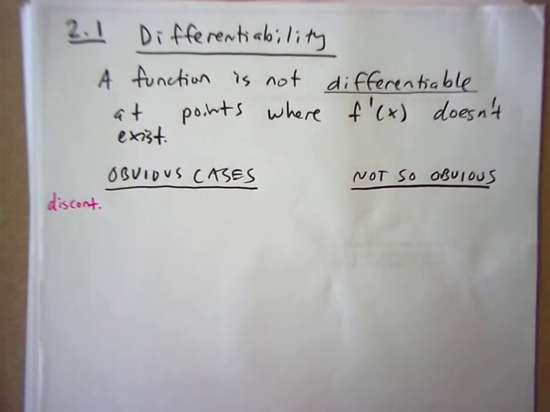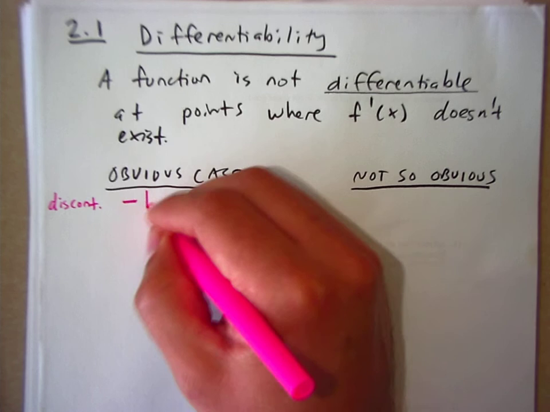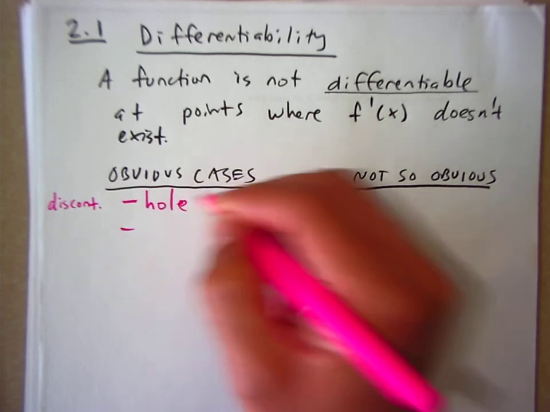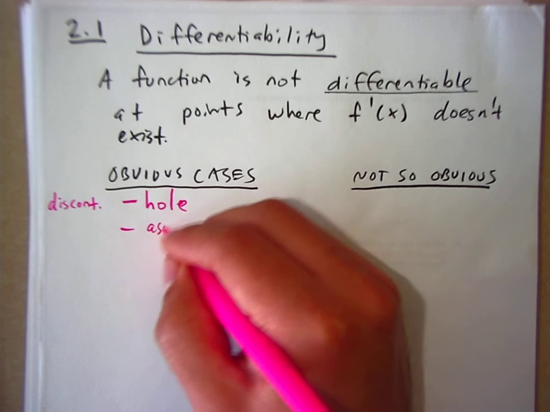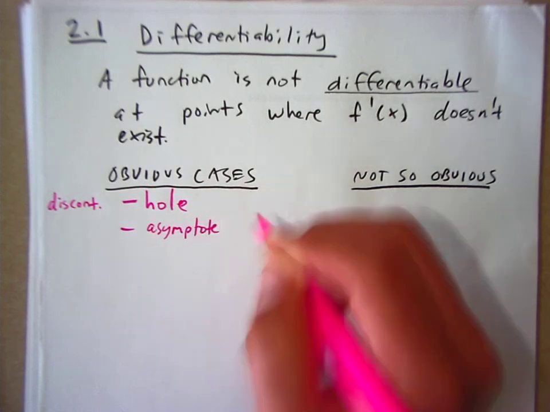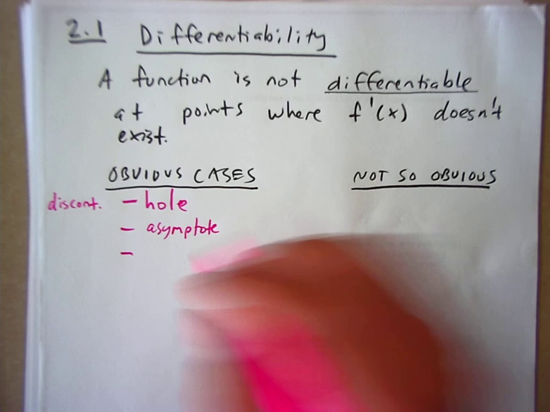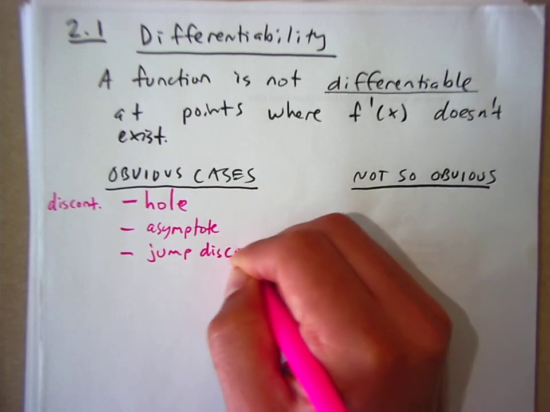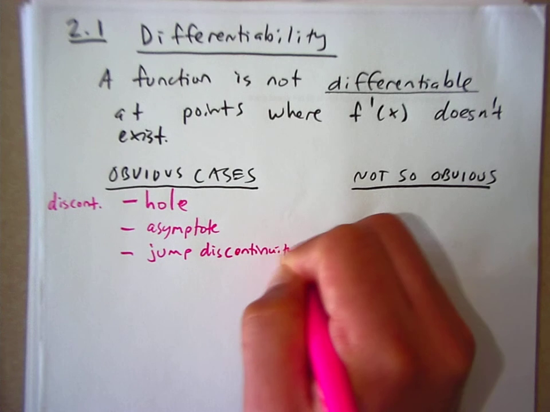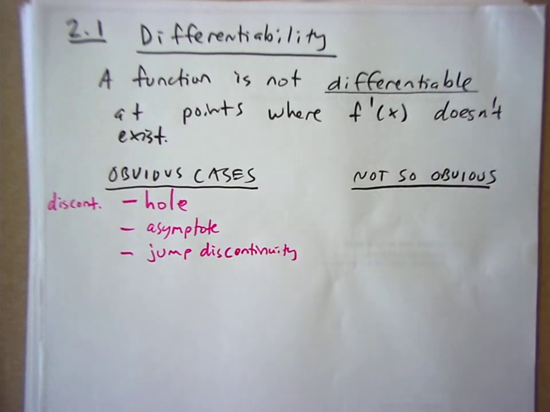And so if we have a hole, then there's no derivative at that location. If we have an asymptote, okay, then we have no derivative. Or if we have a jump discontinuity. Okay, all three of those mean that the function at that location is not differentiable.